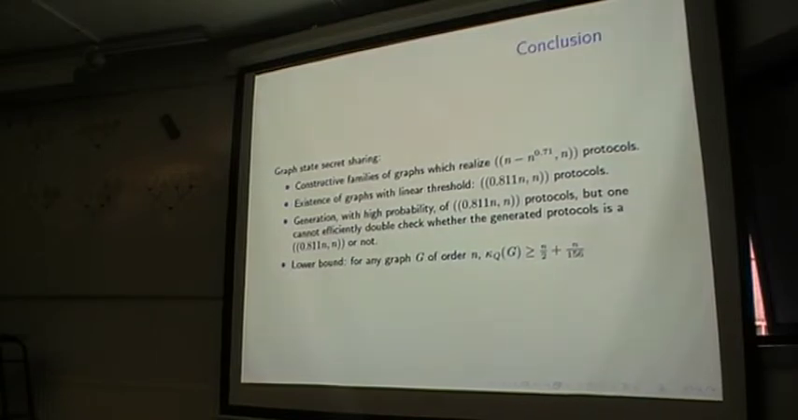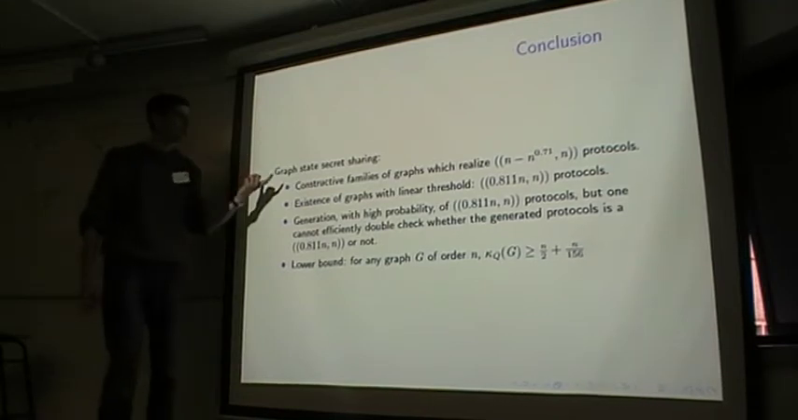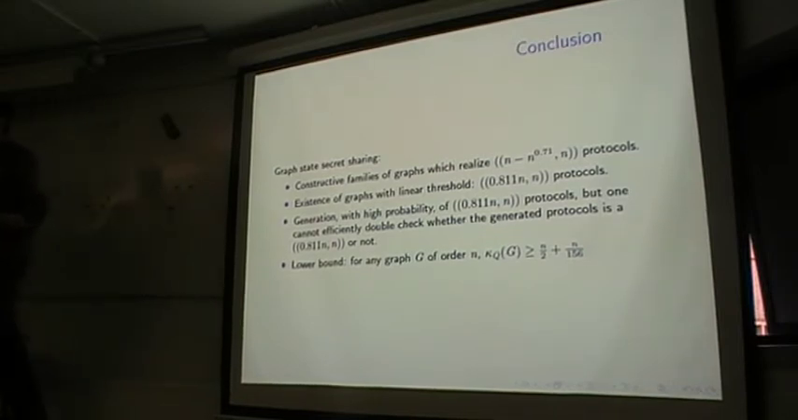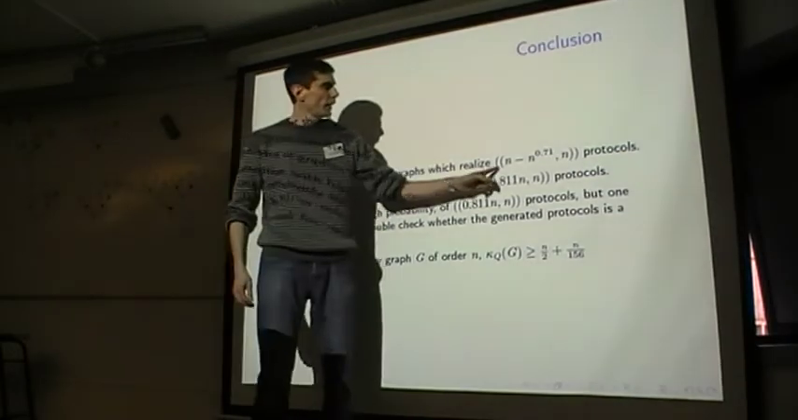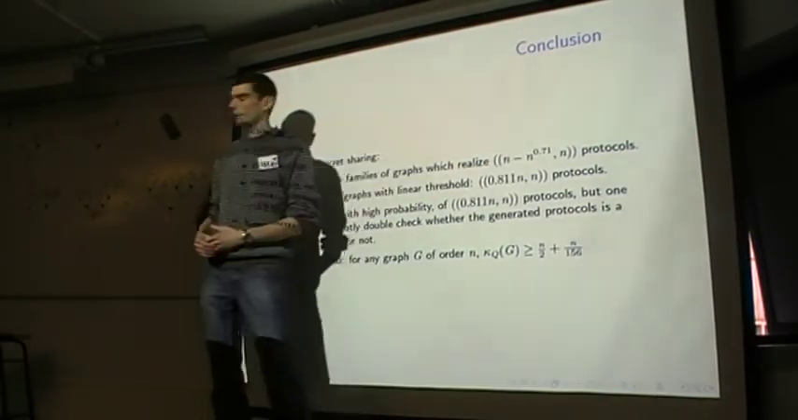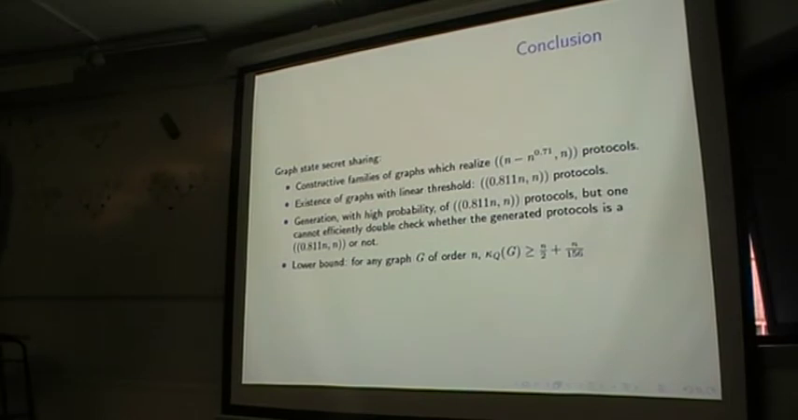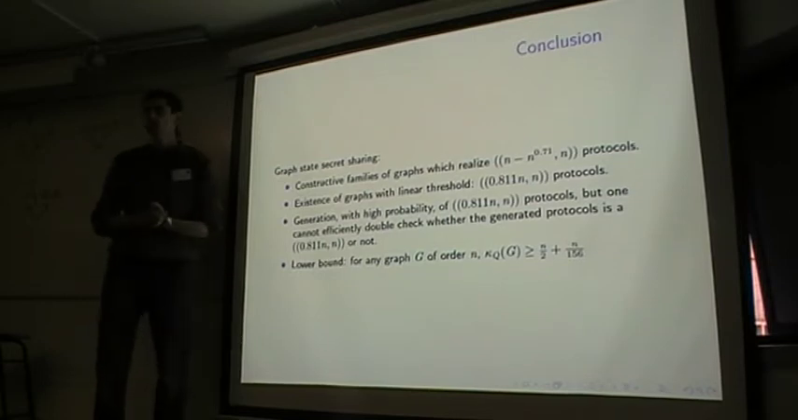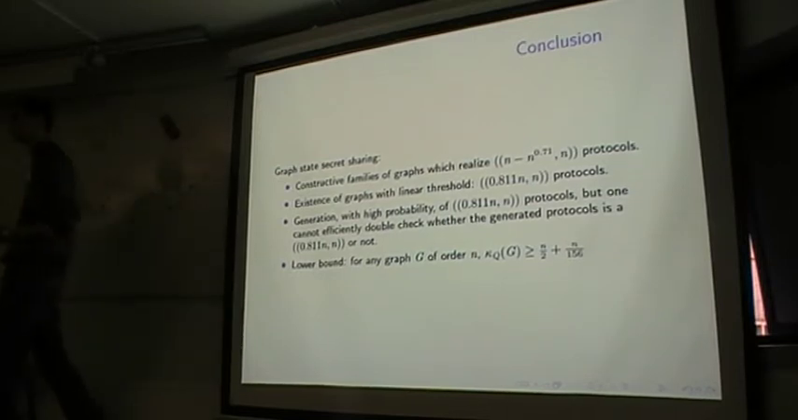So to conclude, we have considered these quantum secret sharing schemes which are based on graph states. We consider first constructive families of protocols from graphs, and we obtain that we can do thresholds of n minus n to the 0.71. We proved that there exist some graphs with a linear threshold, but we are not able to construct them, unfortunately.